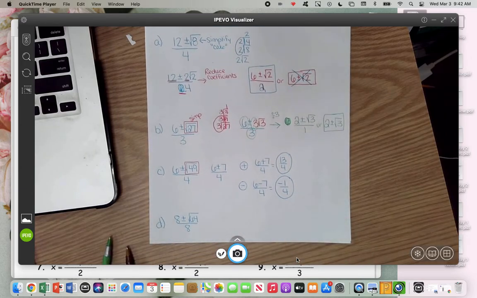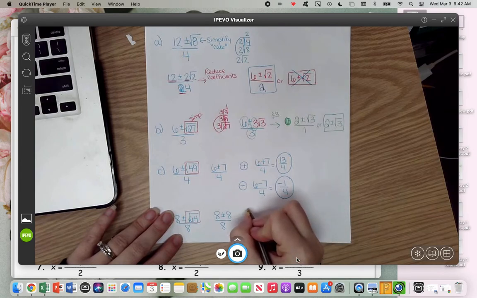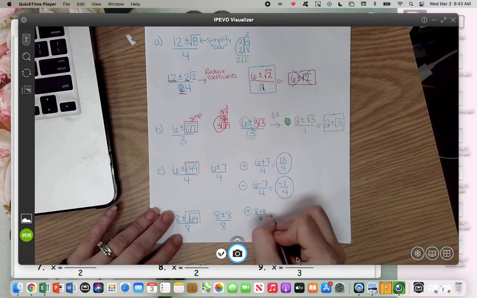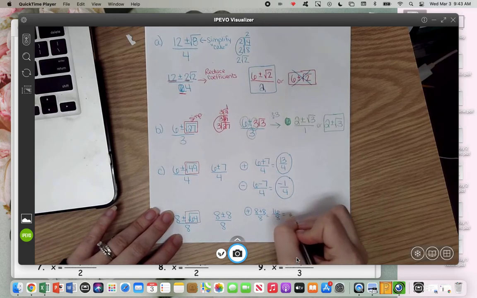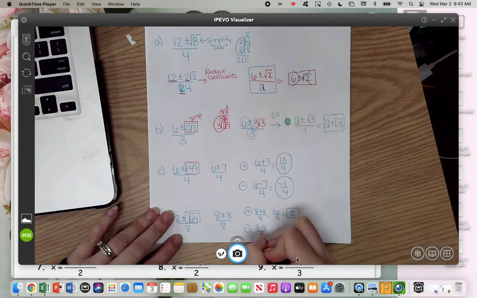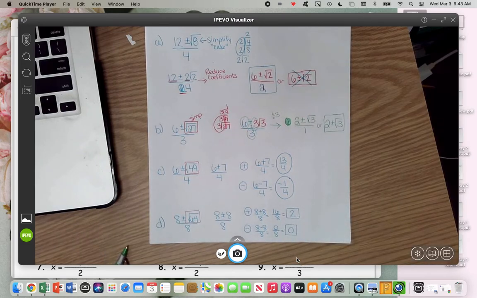All right, 8 plus or minus the square root of 64. So we have to simplify that, which I think we all know the square root of 64 is 8. So we can add to get our first answer. 8 plus 8 divided by 8, which is 16 divided by 8, which simplifies to an even 2. And we're going to subtract 8 minus 8, which is 0. 0 divided by anything is still 0. It is okay to have a 0 as a solution.